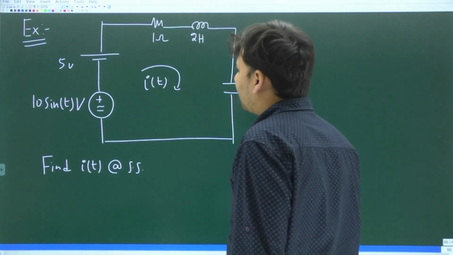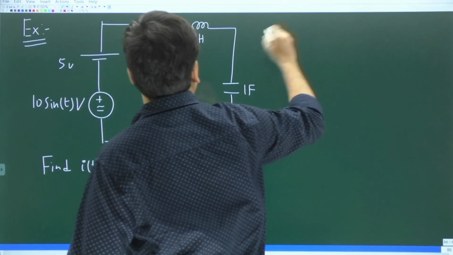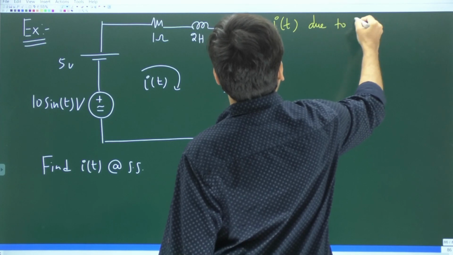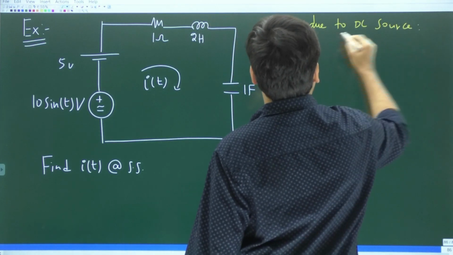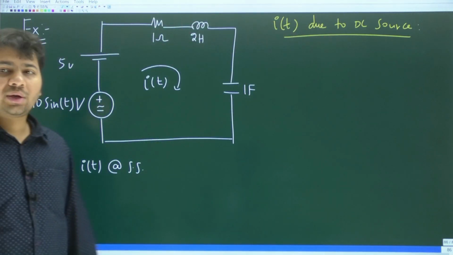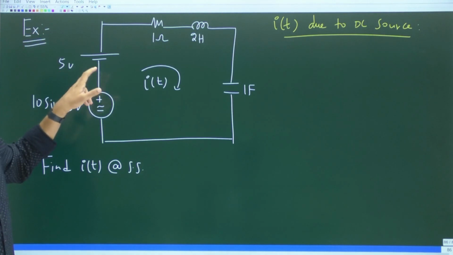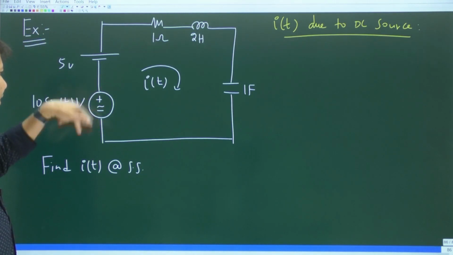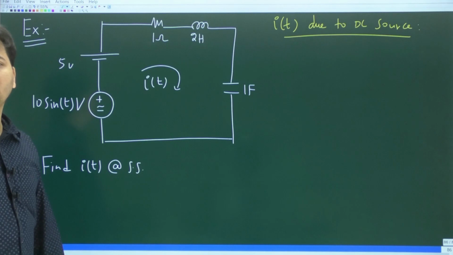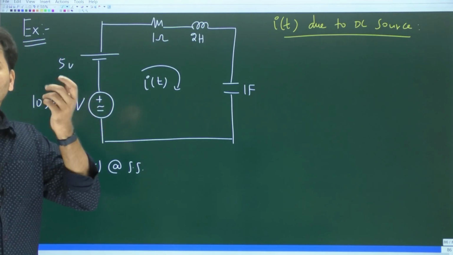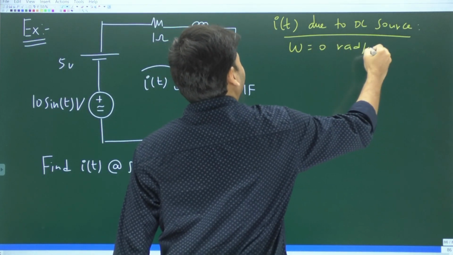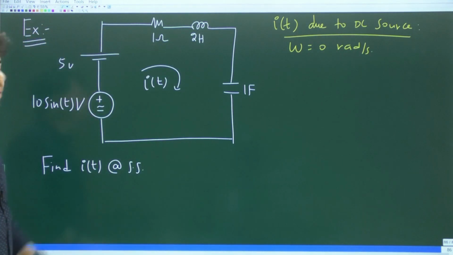So first, what is i of t due to the DC source? If you are finding i of t due to the DC source, it is understood that only the 5 volt source is going to be present, whereas the sinusoidal voltage source will become what? 0 or short circuit. Now what is the operating frequency of the circuit when only the DC source is present? Will it not be 0? Yes. First of all, omega is going to be 0 radians per second.